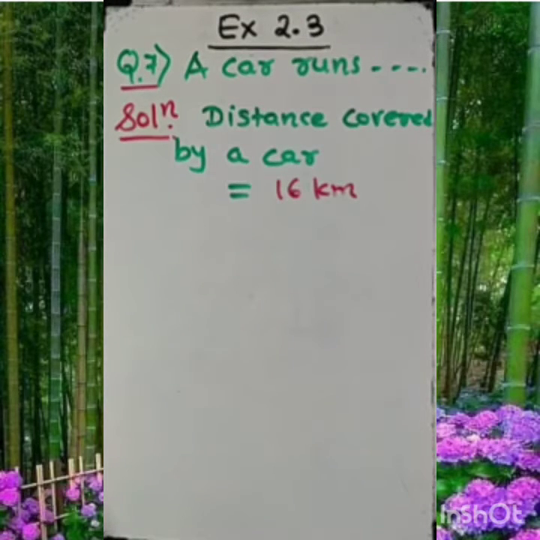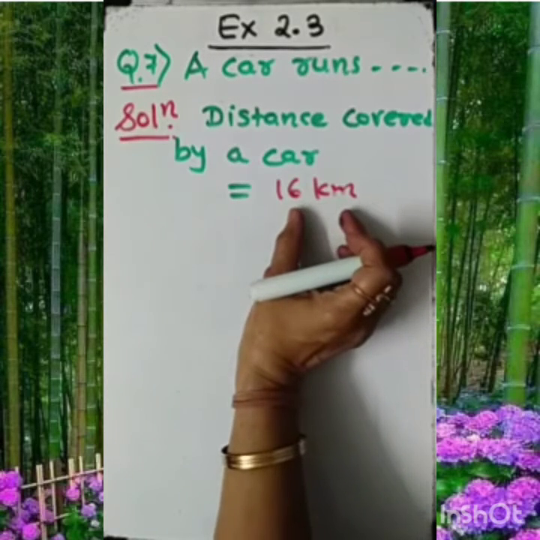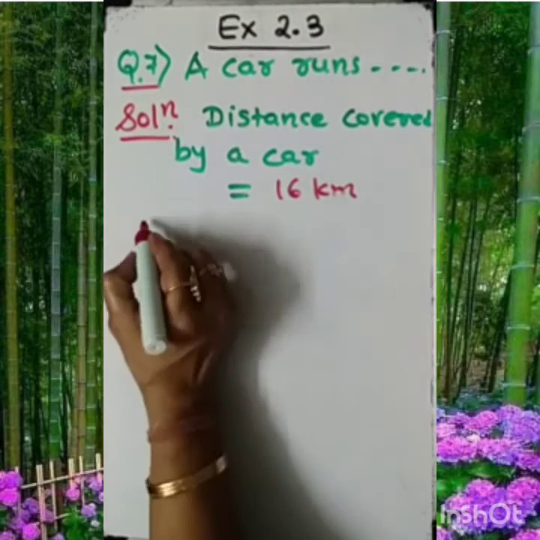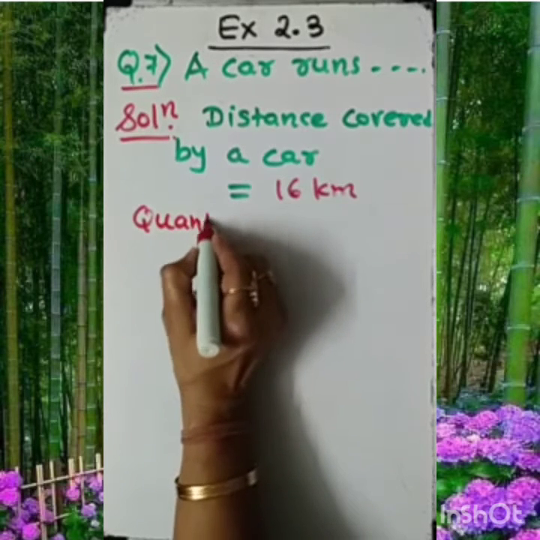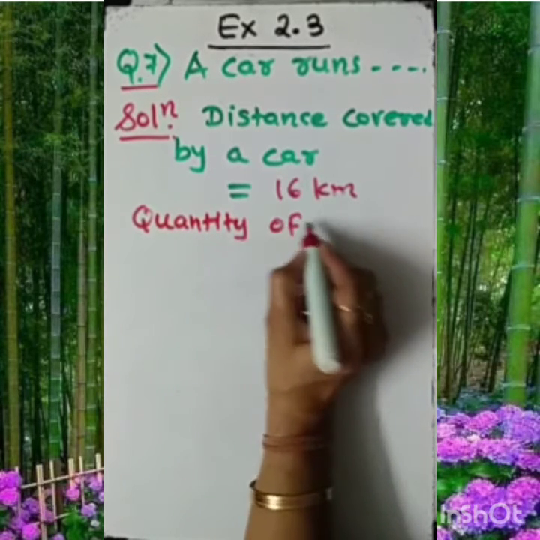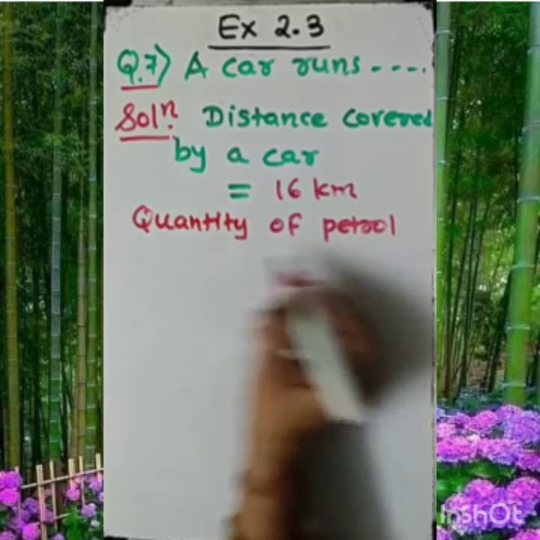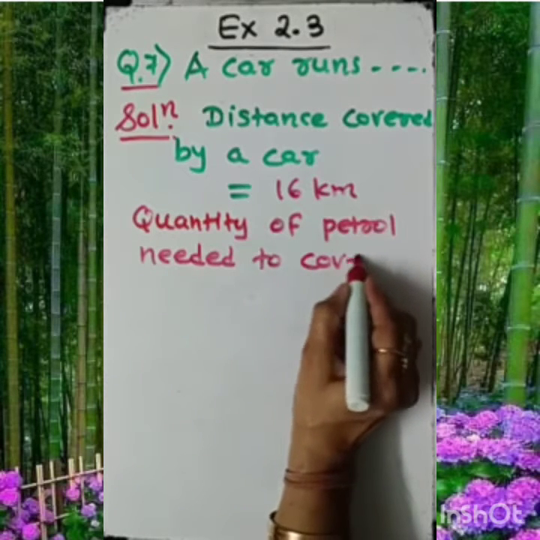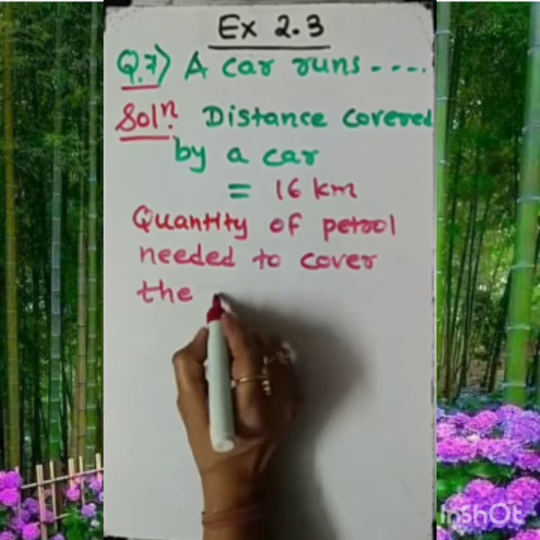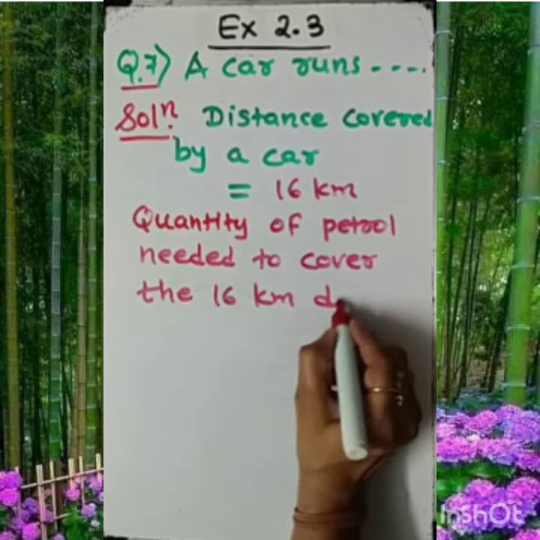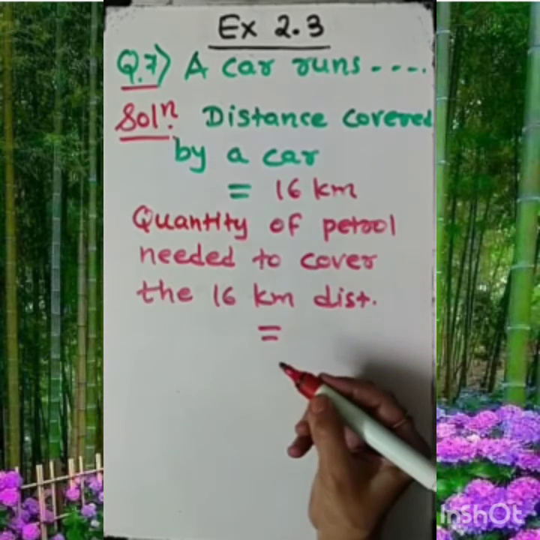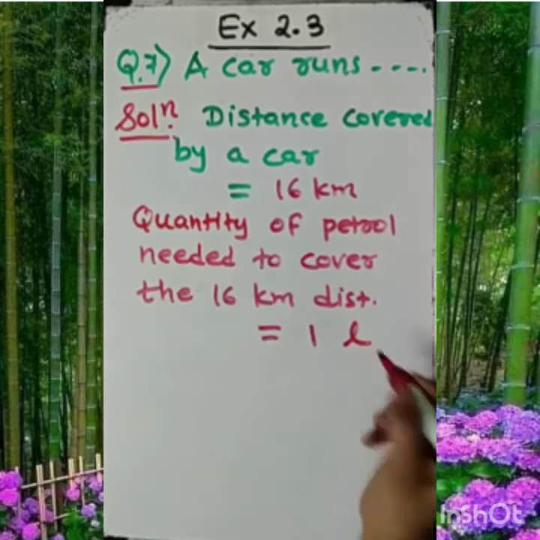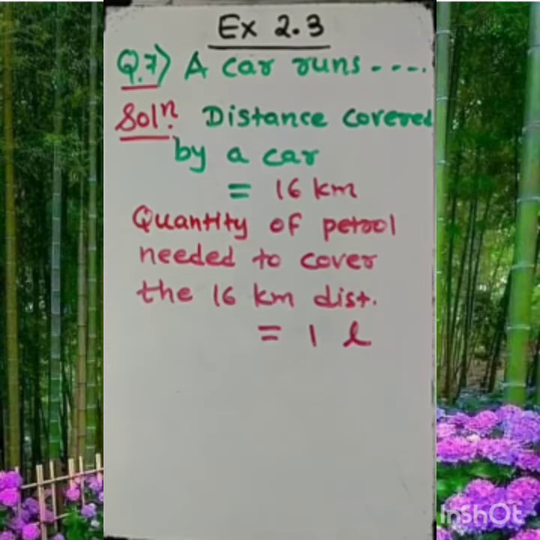Then next, what we are given here: 1 liter of petrol. That is, in 1 liter of petrol a 16 kilometer distance has been covered. So the quantity of petrol needed to cover the distance of 16 kilometers. This distance is covered in 1 liter of petrol. So let me note down 1 liter. L is the unit.